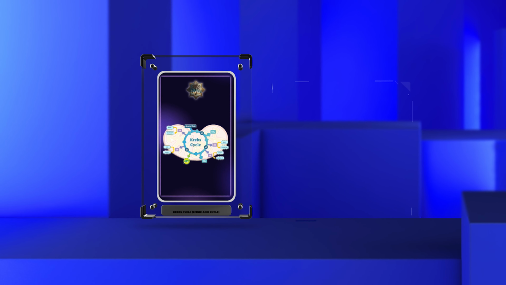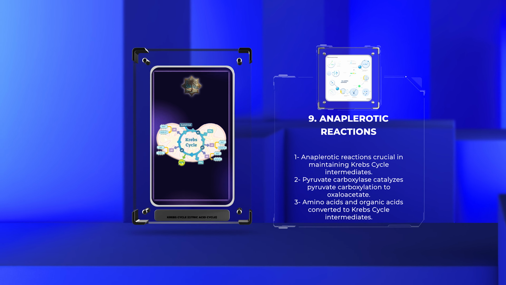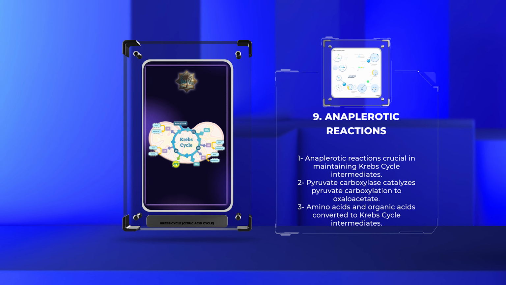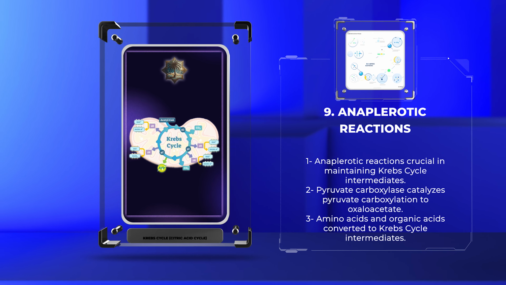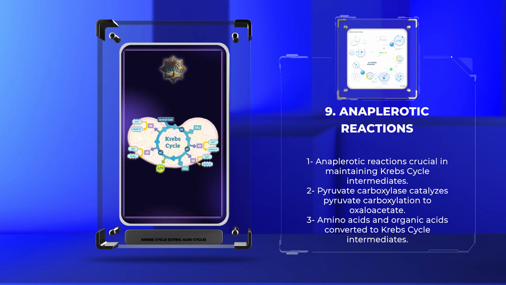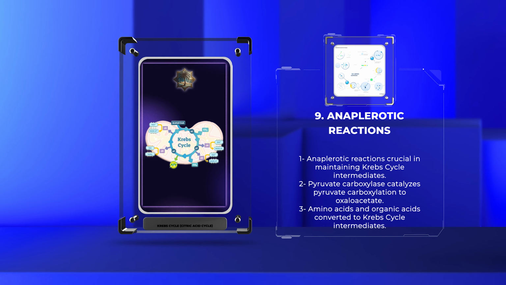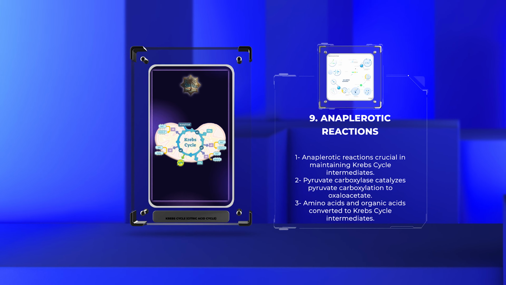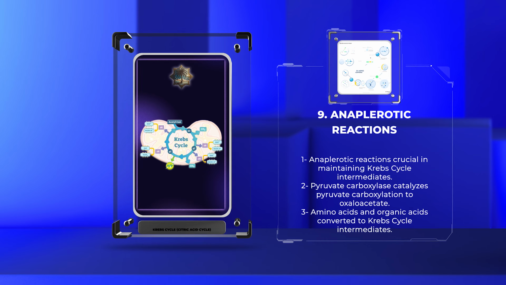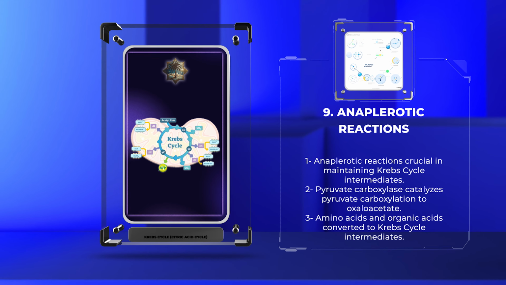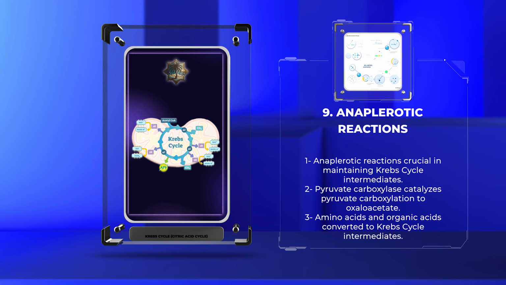Anaplerotic reactions are essential in replenishing the intermediates of the Krebs cycle. As the cycle consumes intermediates for energy production and biosynthetic processes, these reactions ensure the maintenance of cycle integrity. For example, pyruvate carboxylase catalyzes the carboxylation of pyruvate to form oxaloacetate, thereby providing a vital intermediate to initiate the Krebs cycle. Other anaplerotic reactions involve the conversion of certain amino acids and organic acids into Krebs cycle intermediates, contributing to the overall metabolic flexibility of the cell.